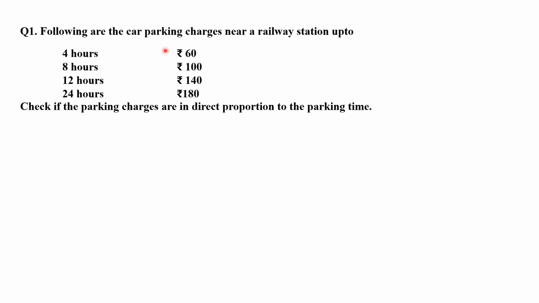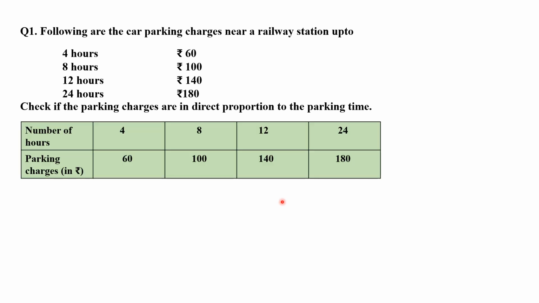Question number 1. Following are the car parking charges near a railway station, and these are the charges given. You have to check if the parking charges are in direct proportion to the parking time or not. To check this, we have to find the ratio in each case, right? Only then can we check whether they are in direct proportion. Because if the ratios are the same throughout, we can say that they are in direct proportion. So let's first tabulate the data.